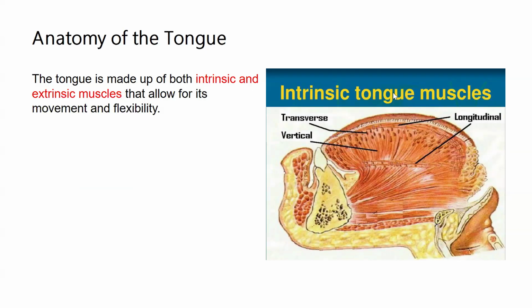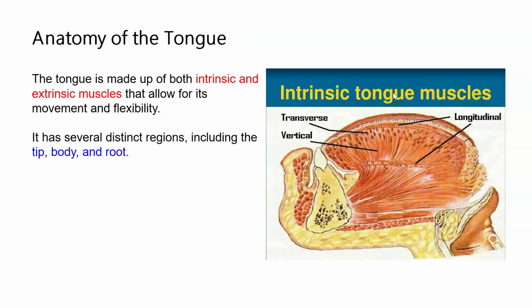The tongue is actually made up of both intrinsic and extrinsic muscles that allow for its movement and flexibility. Remember, ladies and gentlemen, we use our tongue to control our food, to roll our food from one side to another. What makes the tongue moving and flexible is that it contains both intrinsic and extrinsic muscles. And these intrinsic muscles are arranged in transverse, vertical, as well as longitudinal ways.